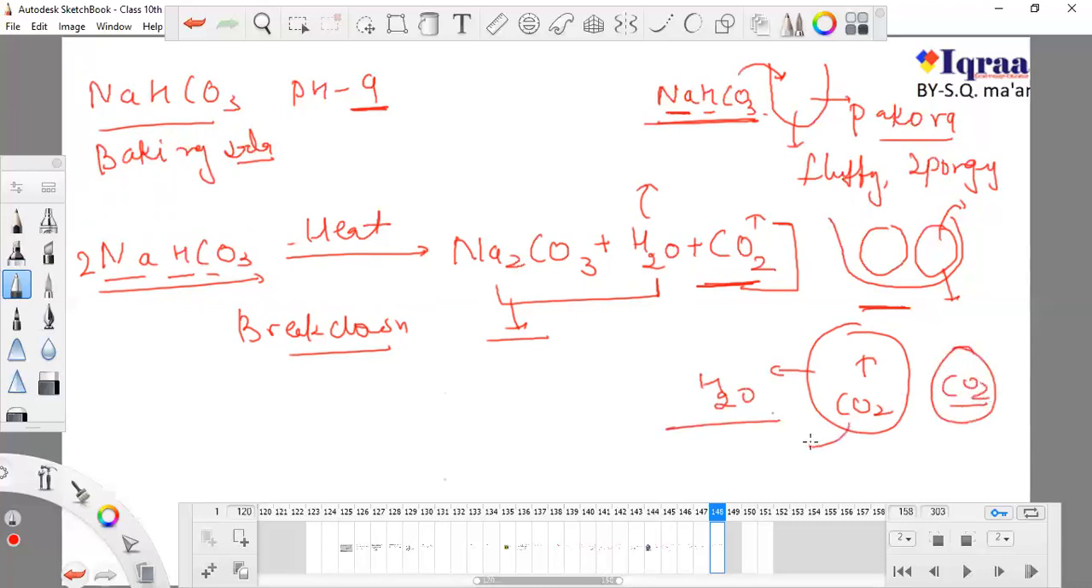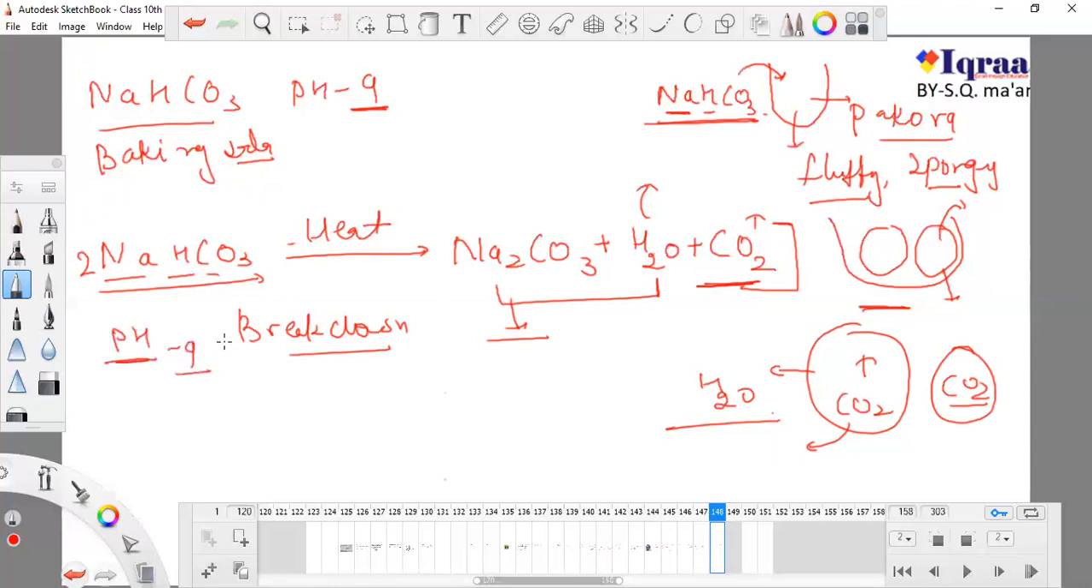And this CO2 is making my food very fluffy, very spongy, very soft. I want to make my food fluffy, and that's why I have used sodium hydrogen carbonate, because it has a very low pH. It is not that harmful.